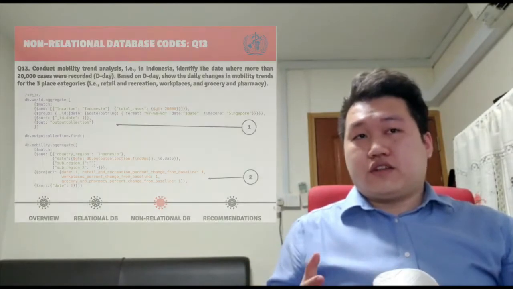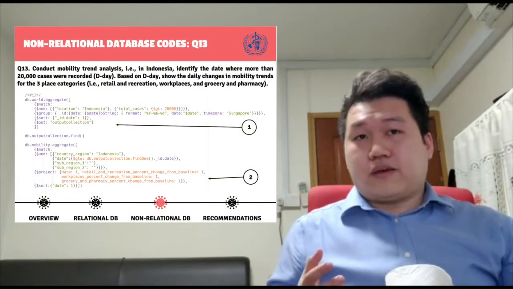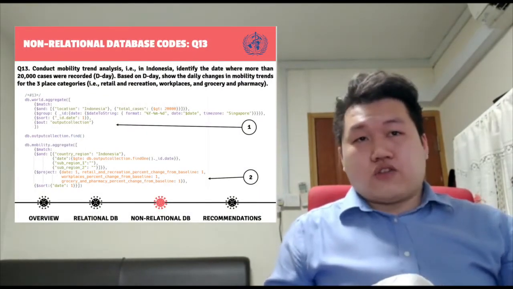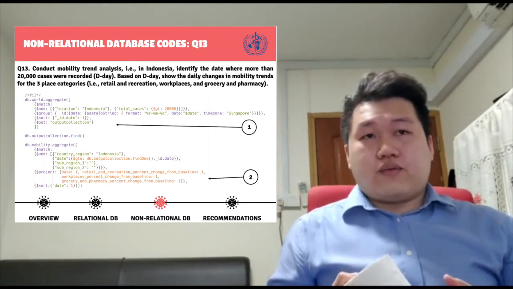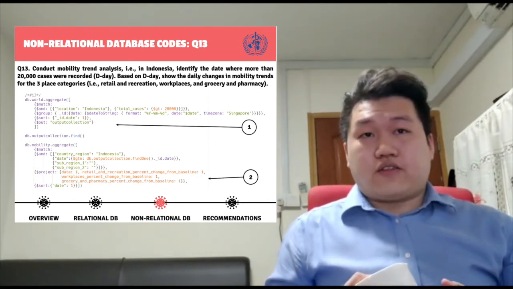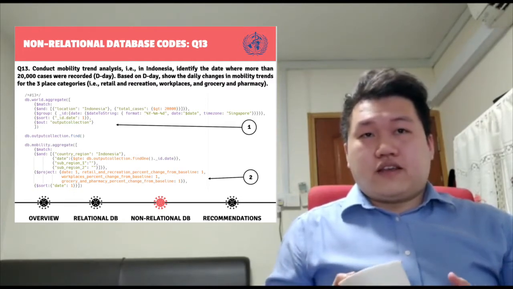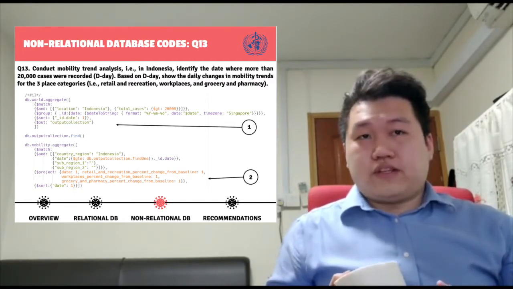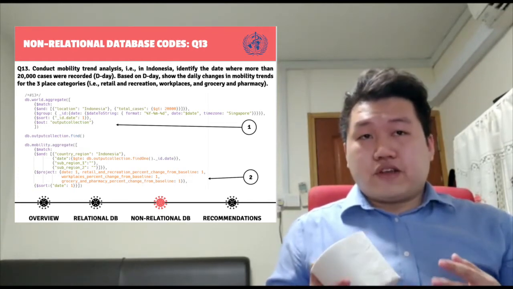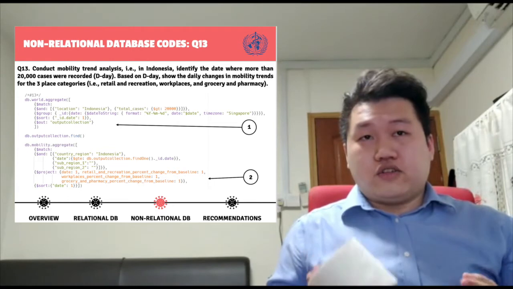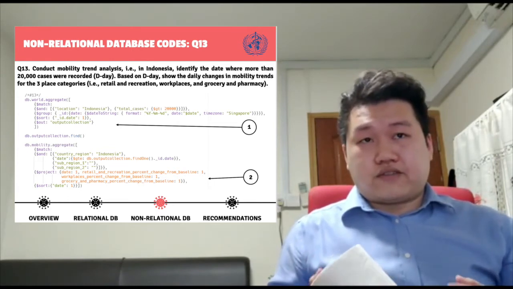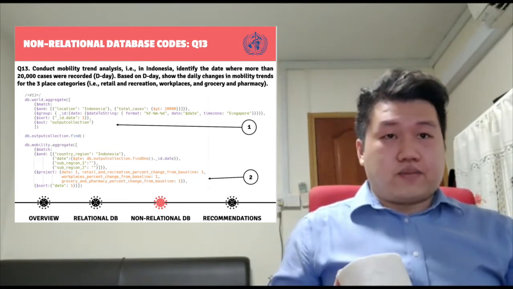Lastly, we'll look at question 13, which is the last question in Appendix D. We're asked to conduct a mobility trend analysis where we identify the date with more than 20,000 cases recorded in the country as a D-Day. Based on D-Day, we have to show the daily changes in mobility trends in the country for the 3 place categories. In our example, we'll be doing a mobility trend analysis on Indonesia, and the categories will be retail and recreation, workplaces, and grocery and pharmacy.